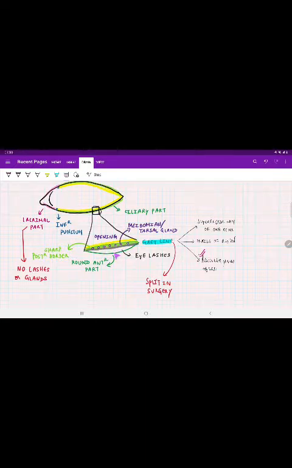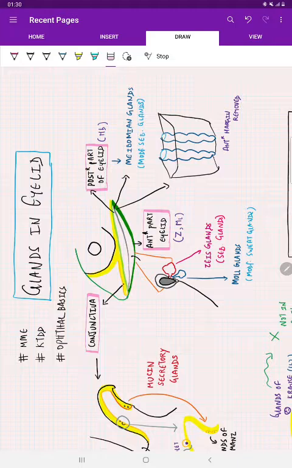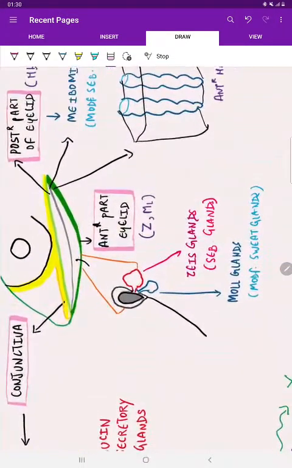So having known the anterior and posterior parts of the eyelid, the gray line and the palpebral conjunctiva, let us now discuss the location of glands and which glands relate to the eyelid. Now coming to the anterior part of the eyelid.